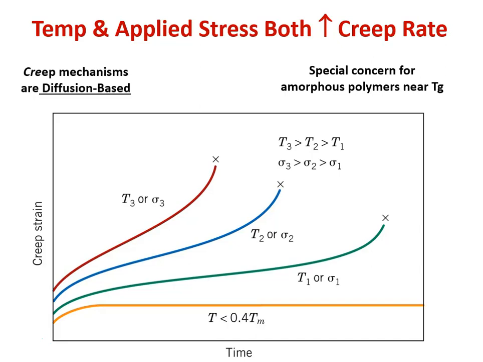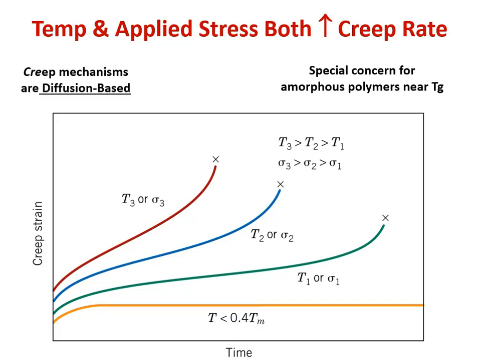If we look at the yellow curve, that would correspond to a temperature much less than T-melt, and we're seeing that we really don't approach failure at all. We just have a constant strain with time. So this is a time-independent strain. That means we don't have creep at all. That's basically a room temperature type stress-strain curve where there is very little time dependence. That would be an ideal design scenario.